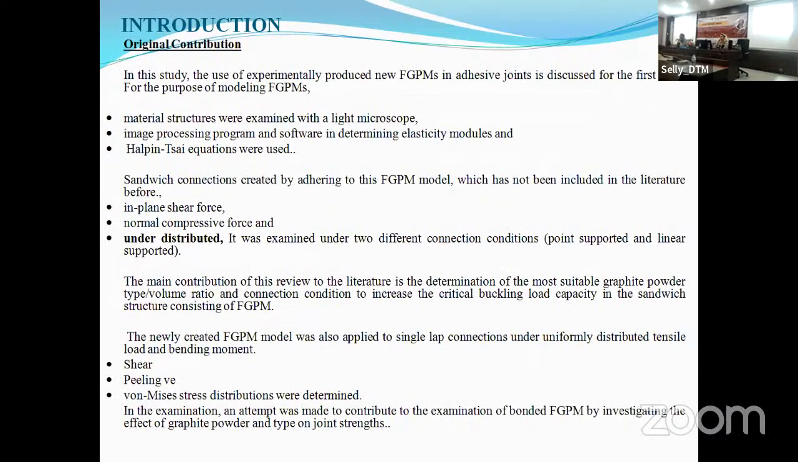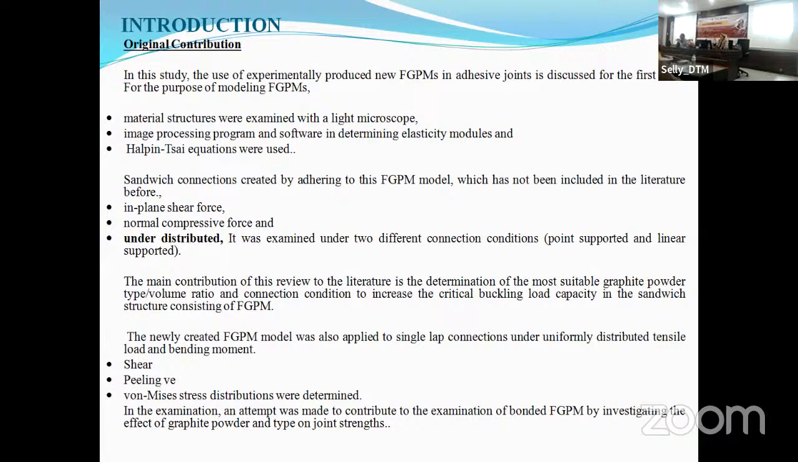What about our FGPM plates? We use a sandwich geometry, and we create the connection by adhering the plates, subjected to in-plane shear loading. The effective factors are the loading: firstly, in-plane shear force, secondly, normal compressive force, and then the distributed load.